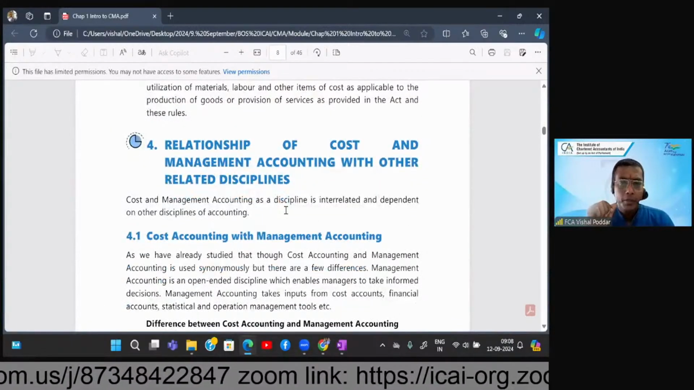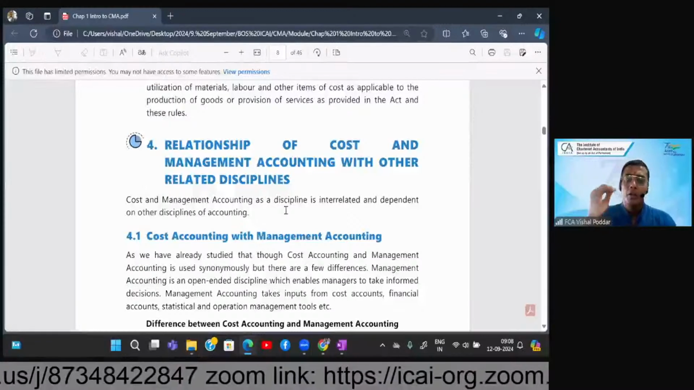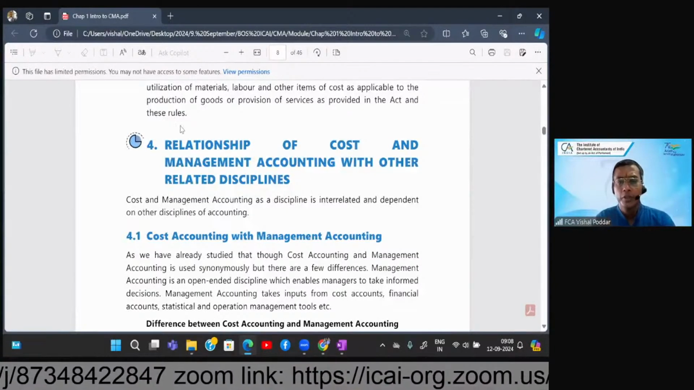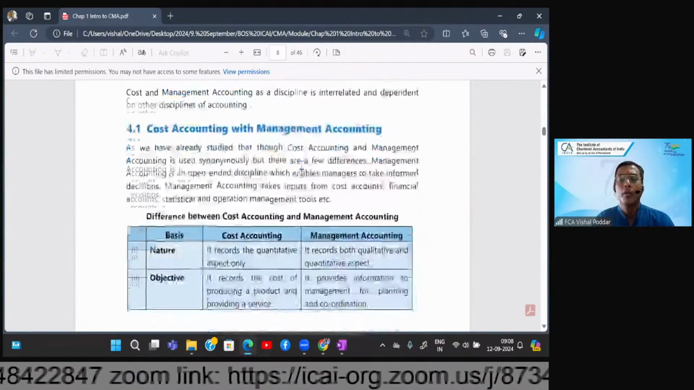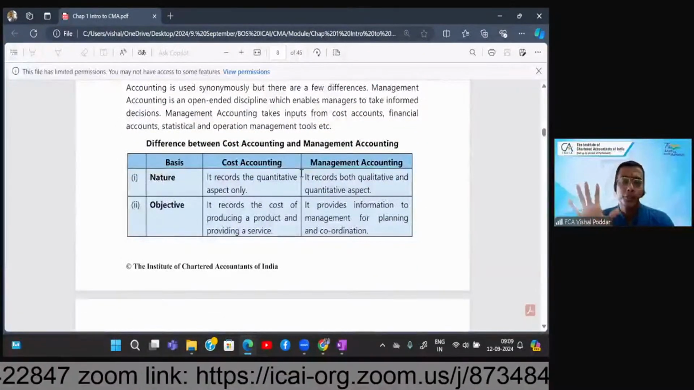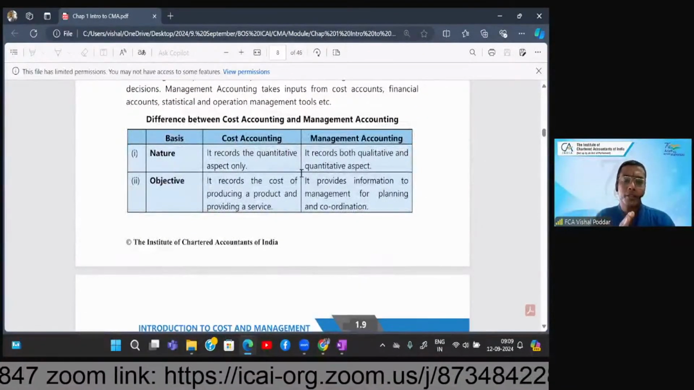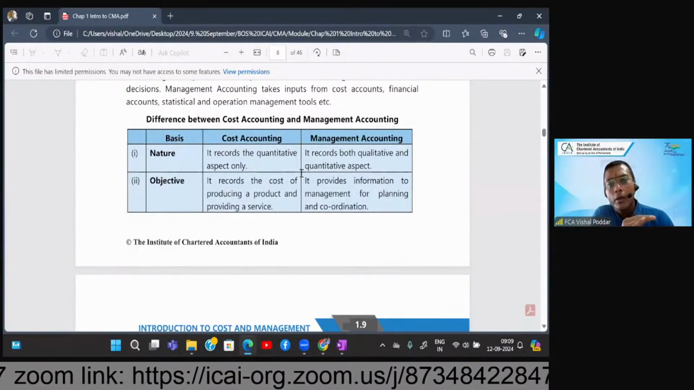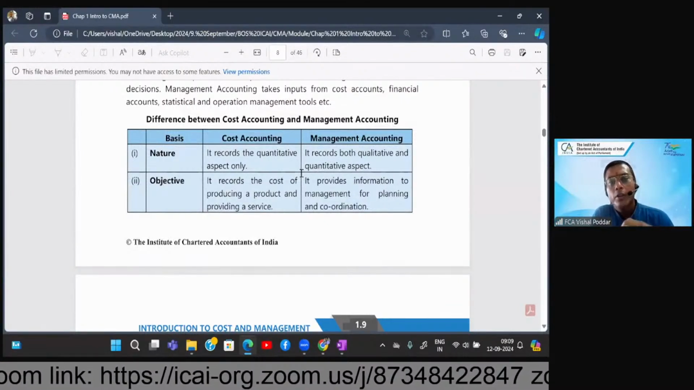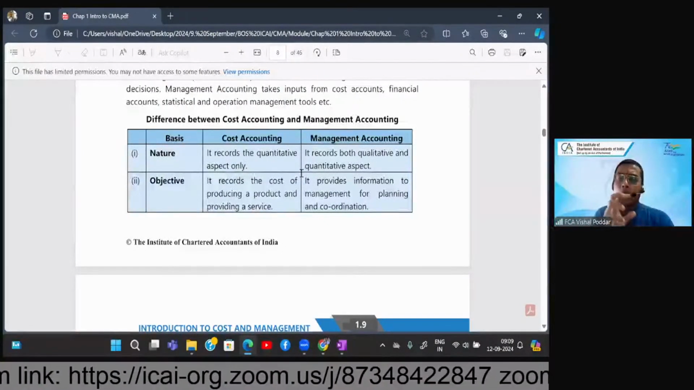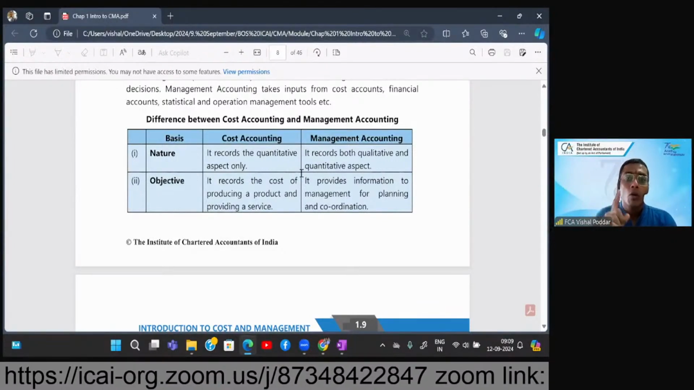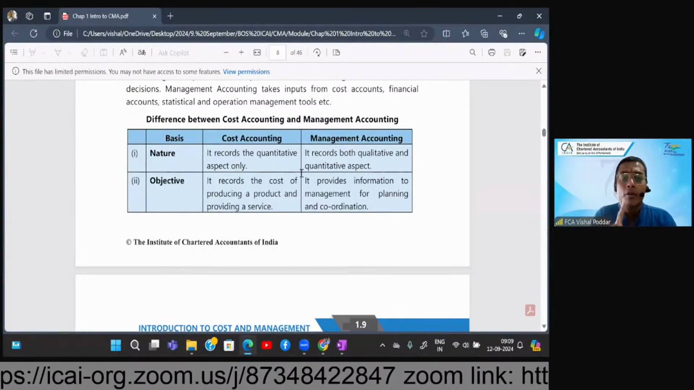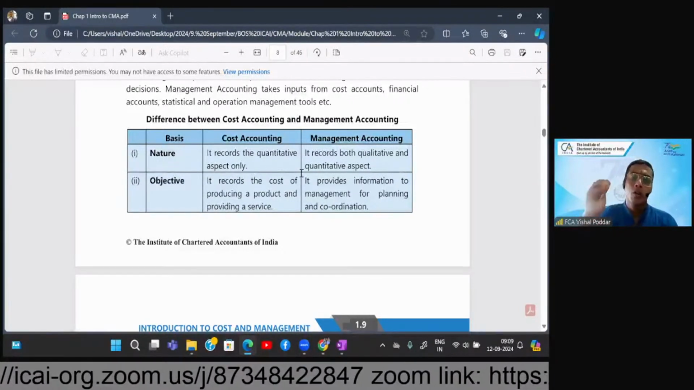Now comes the interesting part. Relationship between this subject and the other subject. So first is relationship between cost accounting and management accounting. So comparison or relationship. So as we already discussed, cost accounting is the part of accounting which relates to accounting of cost. So it will only cover the cost data. Whereas management accounting will cover all those data which are necessary for planning, directing, staffing. That is all the managerial functions.